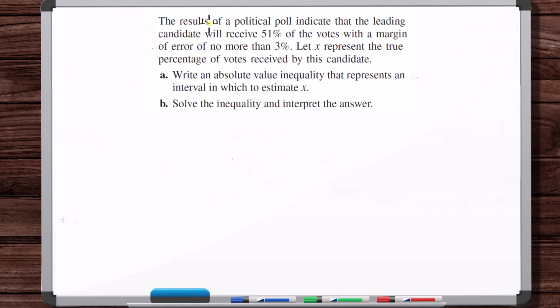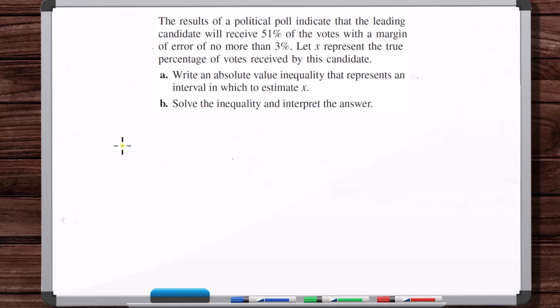All right, last problem. The results of a political poll indicate that the leading candidate will receive 51% of the votes with a margin of error of no more than 3%. Let X represent the true percentage of votes received by this candidate. So X is the true percentage of votes received by the candidate. Write an absolute value inequality that represents an interval in which to estimate X.